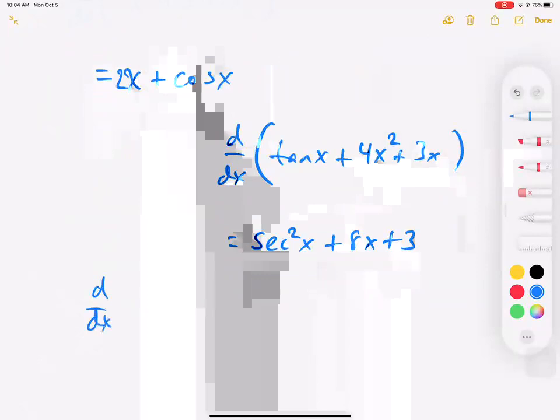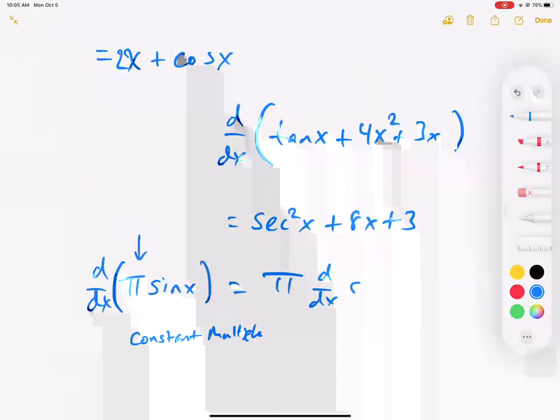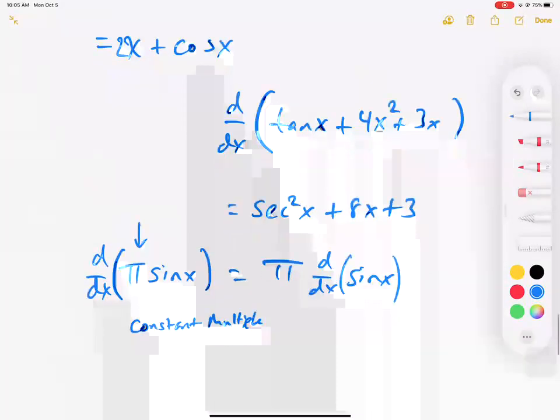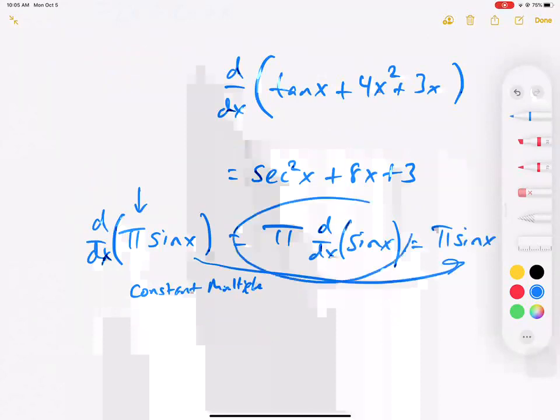The derivative of pi sine of x. Pi is a constant. That's just a number. So we use the constant multiple rule. That means we're multiplying by a constant, which means we leave it alone. And what's the derivative of sine of x? Constant multiple rule, and this becomes pi cosine of x. You can definitely just jump to here, but this is what's going on in your brain. The constant just steps aside.